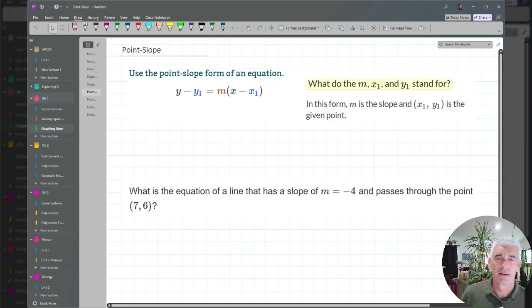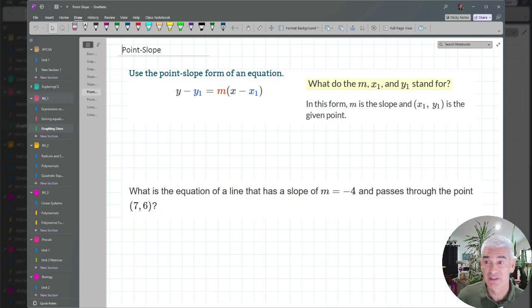All right, so point-slope form of the equation of a line. When I was in high school, I avoided it. I said, whatever you do, give me slope-intercept, because I don't feel comfortable with point-slope. Well, point-slope is actually easier to use than slope-intercept in almost all cases. So let's take a look.